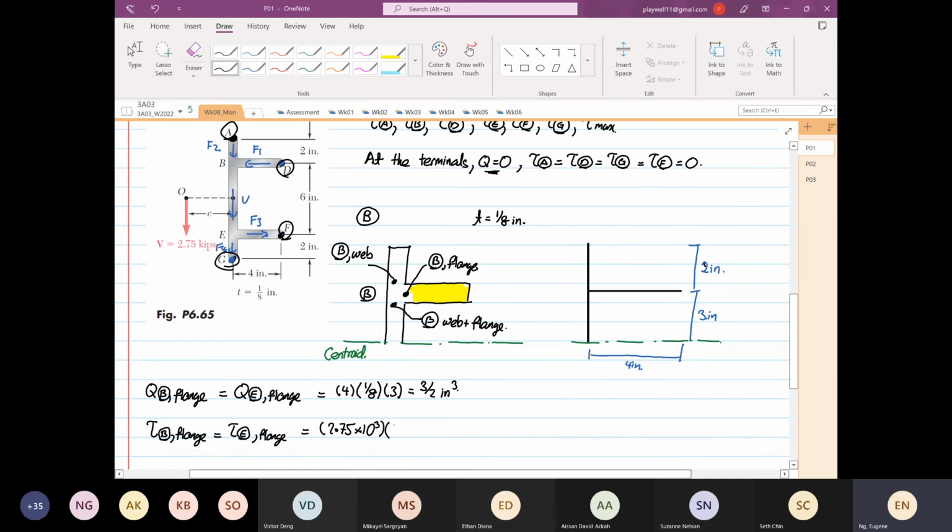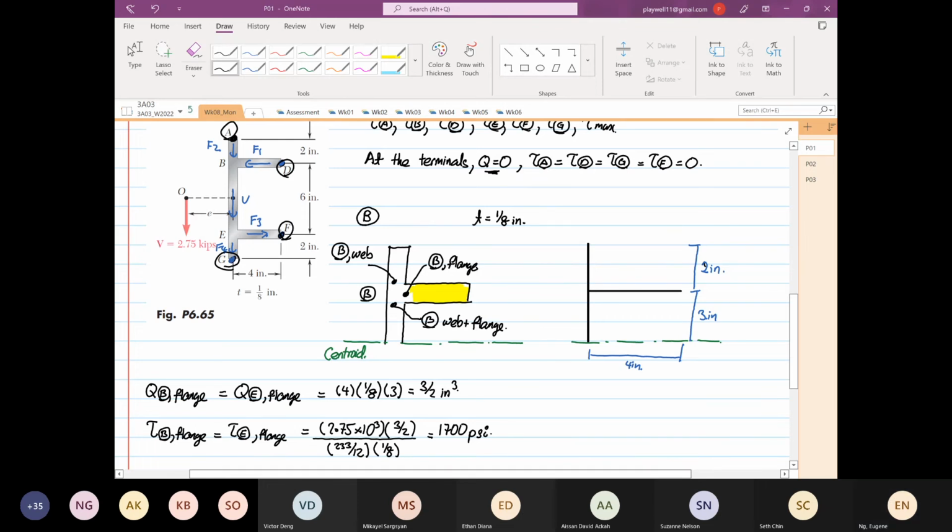The Q is 3/2. So if you look back at the value that we get for our I, it is 233/12. And the thickness is 1/8. So 2.75 over 3 times 3/2, divided by 233 over 12, divided by 1/8. I get 1.7 or 1,700 psi.